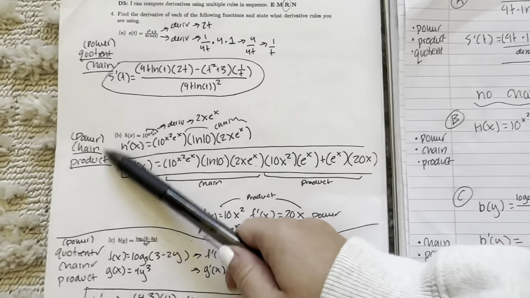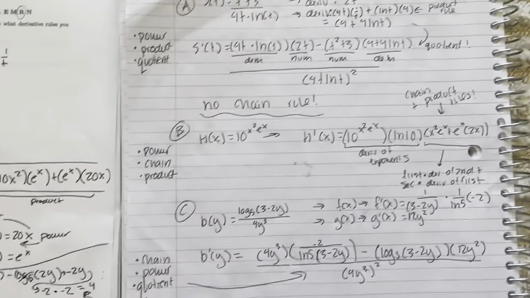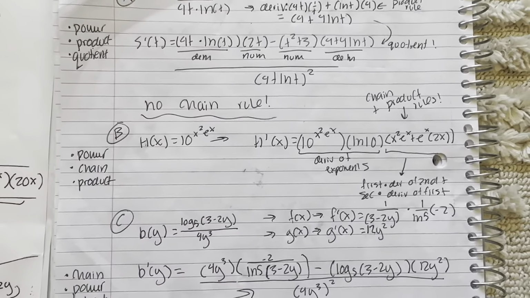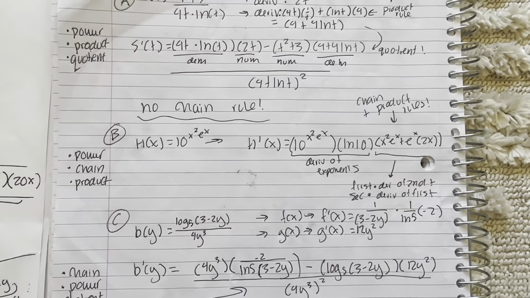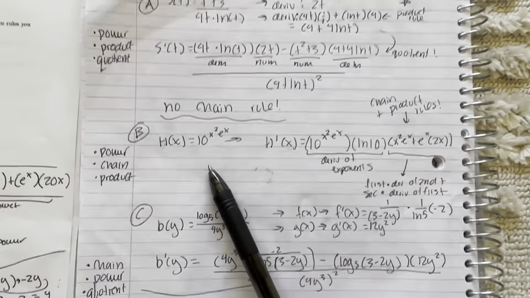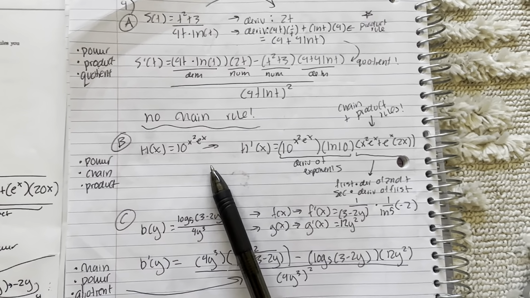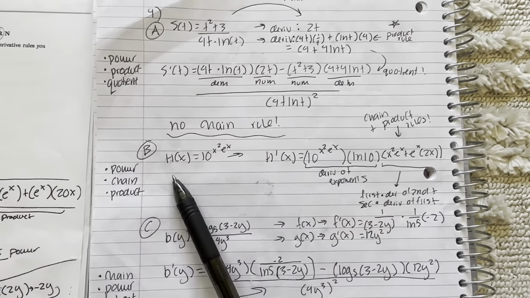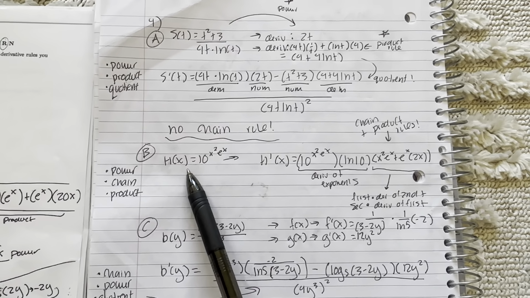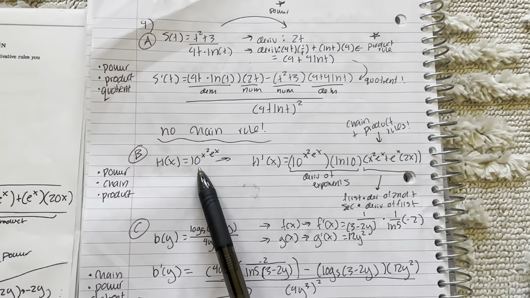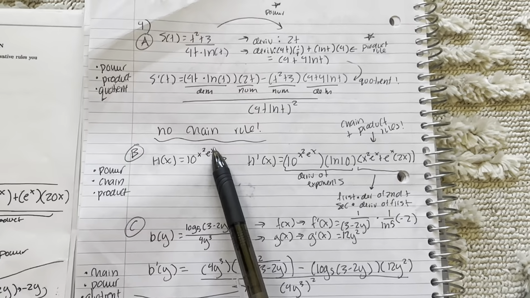I did get the rules to use correctly, but did I use them correctly? That is another story, and the answer is no. So here we go. This is the correct way to solve it. Super simple, much more simple than I thought. So h of x equals 10 to the x squared times e to the x.